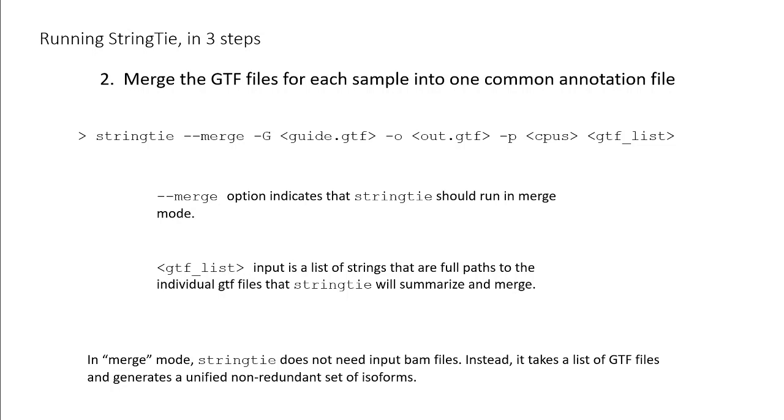The GTF list input should be a list of space-separated strings that are the full path to each of the individual GTF files. In merge mode, Stringtie can still use the original reference GTF specified with the capital -G option to guide the merging process.